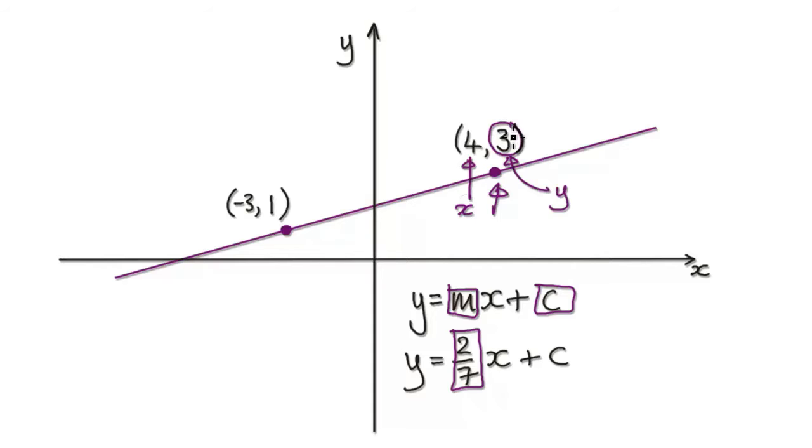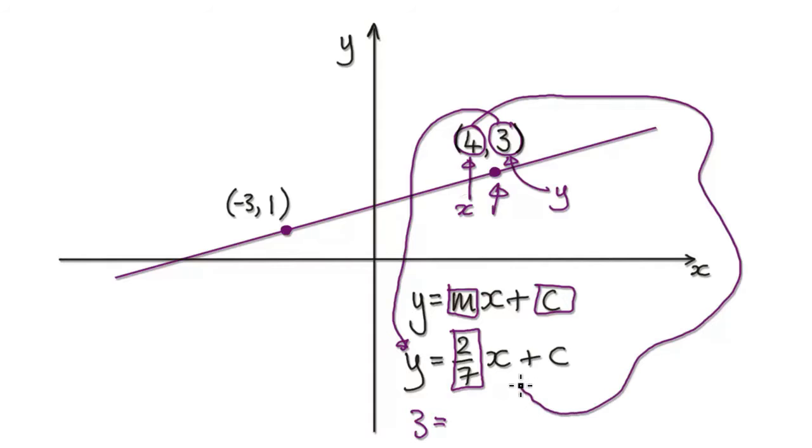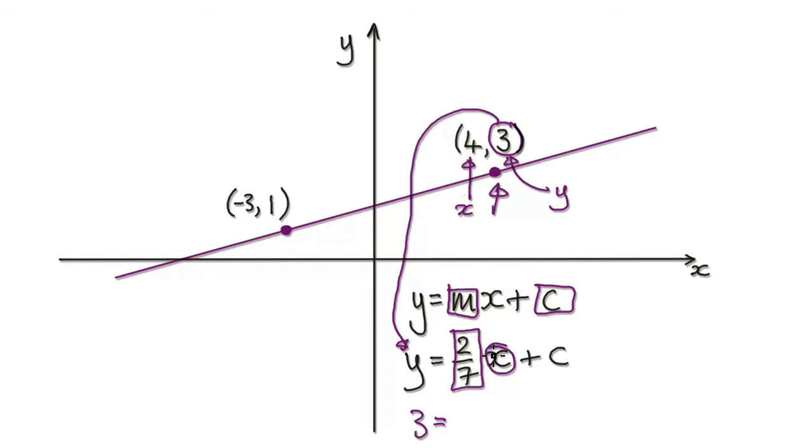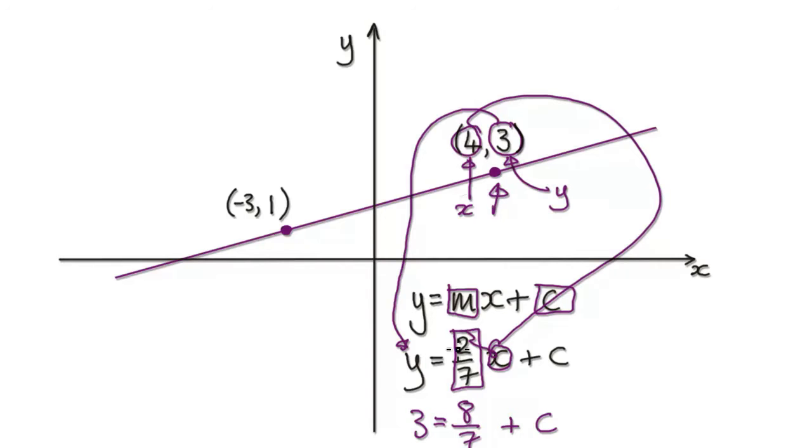We put this into the y, so that will become 3, and then we put this into the x. But don't forget, the x gets multiplied by the top. So when you put 4 into the x and multiply by the top, it becomes 8/7, and then plus c. You don't need the x here because you put the 4 into the x and merge it with the 2 to give you the 8.